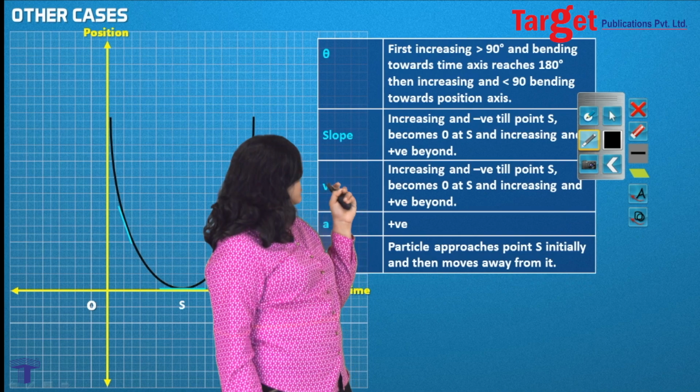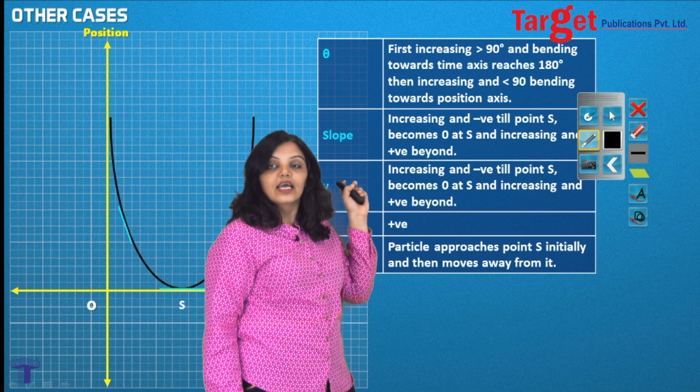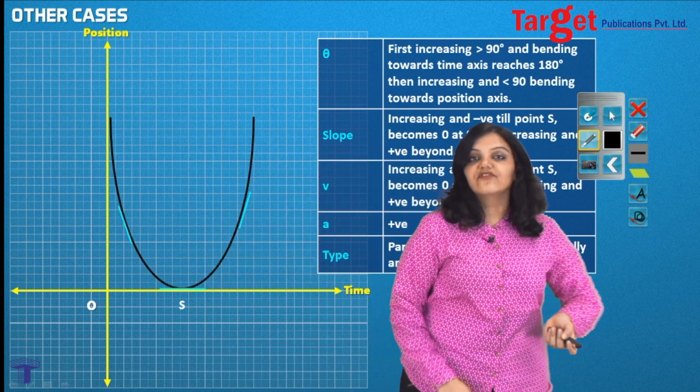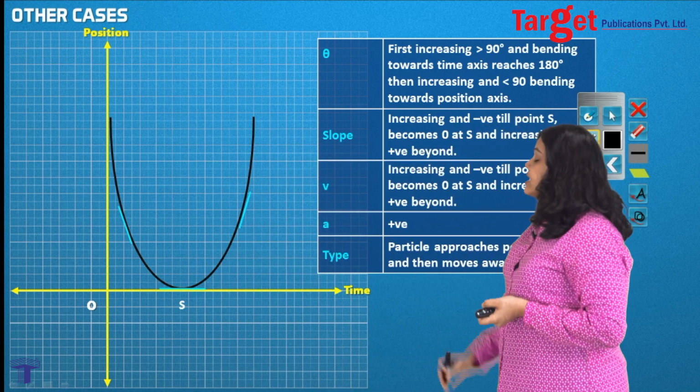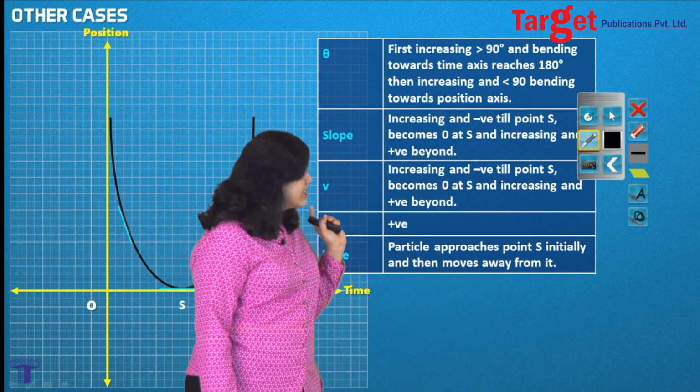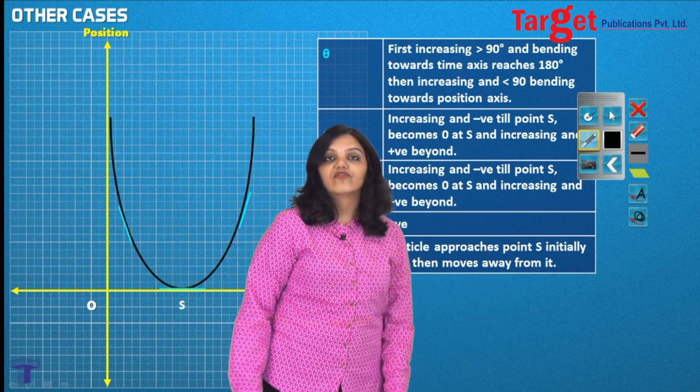Slope is always increasing, which means velocity is always increasing. Velocity is always increasing means acceleration is always positive. And finally, let's comment on the type of motion. This type of motion is when a particle approaches a particular point and then scatters or moves away from it.